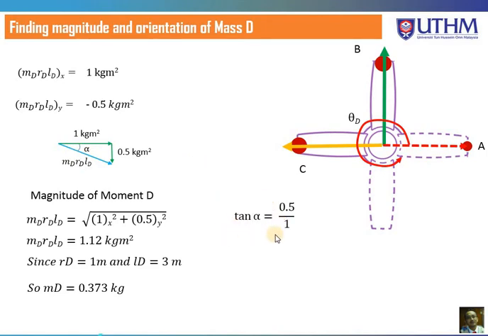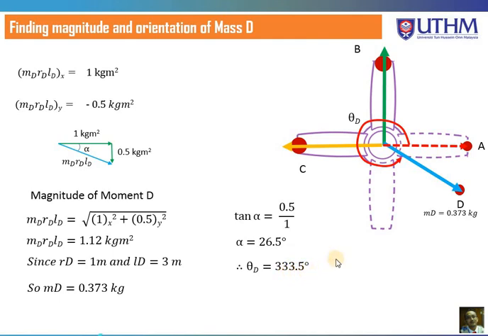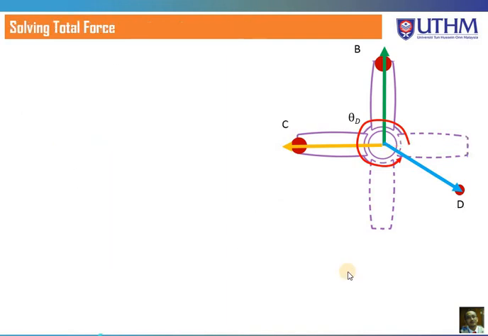So what about the degree? You can refer to this equation. You know that tangent alpha is equal to 0.5 over 1, so you reveal that alpha is equal to 26.5. So the degree of D, referring from the positive x-axis, is actually 333.5, which is 360 minus 26.5.